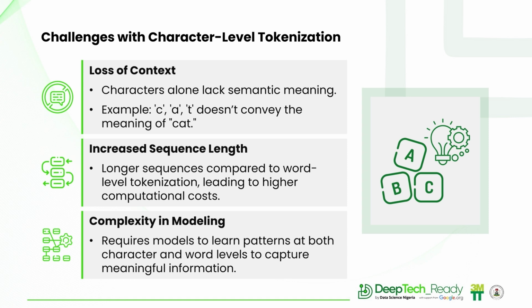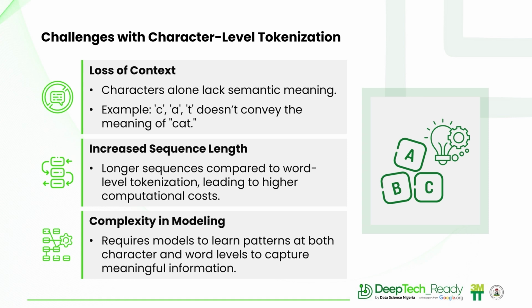Another challenge is increased sequence length. Character-level tokenization generates longer sequences compared to word-level tokenization. This increases the computational cost, especially for large datasets, because models have to process more tokens.